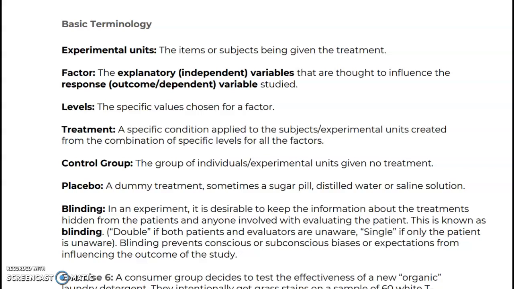Our factors are the explanatory variables that are thought to influence the response. So these are often the things that we're going to manipulate. And there may be different levels to those factors. So when we look at how does a factor influence an outcome, we may have different levels of the factor. So let's say we want to find out how does the salinity level of the water and the temperature of the water influence how shrimp grow.